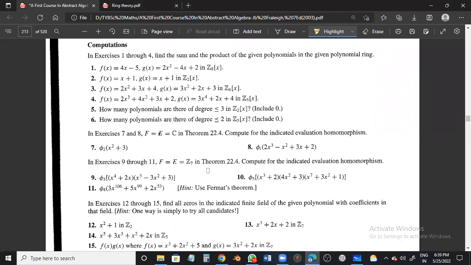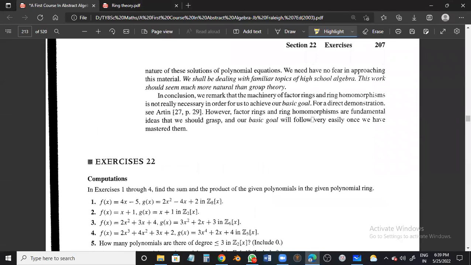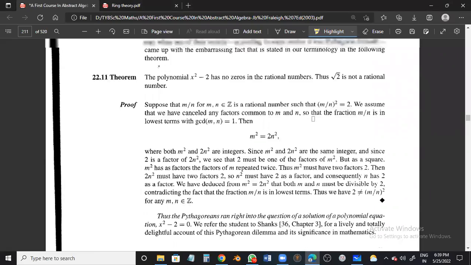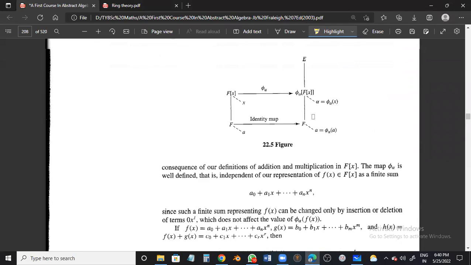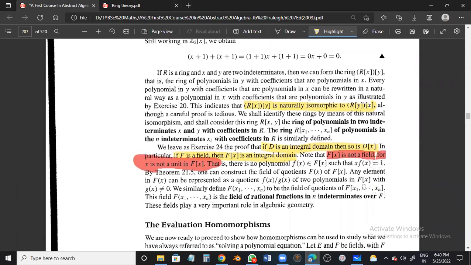Now going back over here. I want to focus on this particular. See here, if D is an integral domain, then D of X is also an integral domain. Up till now, we were simply talking about the ring, but now we are talking about integral domain. So if D is an integral domain, then D of X, ring of polynomial with coefficients in D, is itself an integral domain. What is an integral domain?